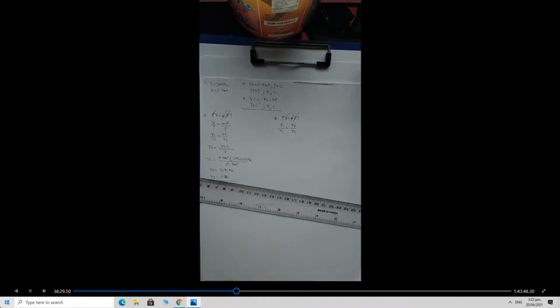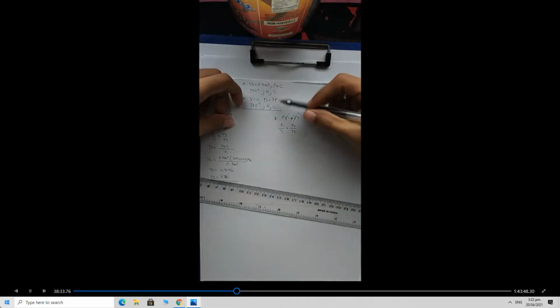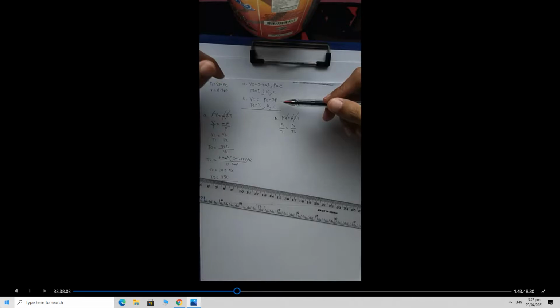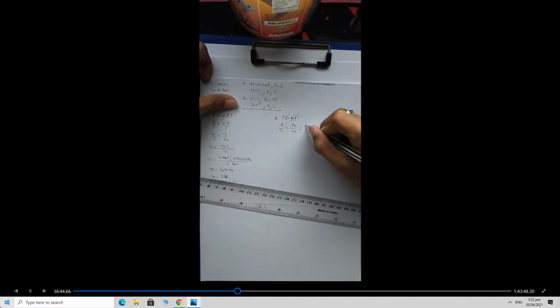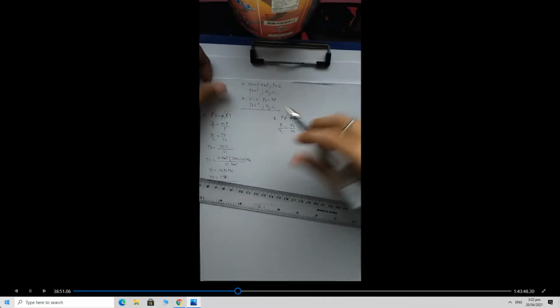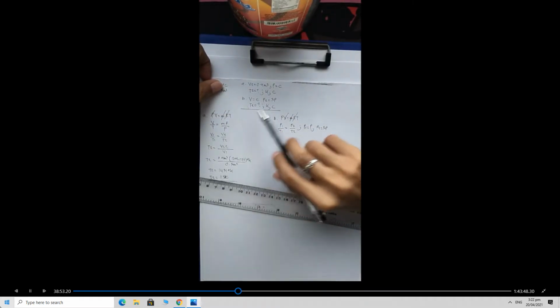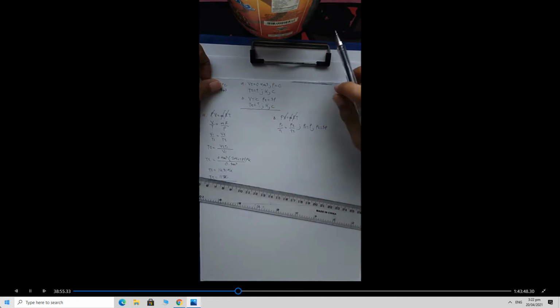Now the next step that we will do is apply the things that are given. It says here that pressure is tripled. So that means, let's say pressure 1 equals P, and then pressure 2 equals 3P, because at B it is stated that the pressure is tripled.